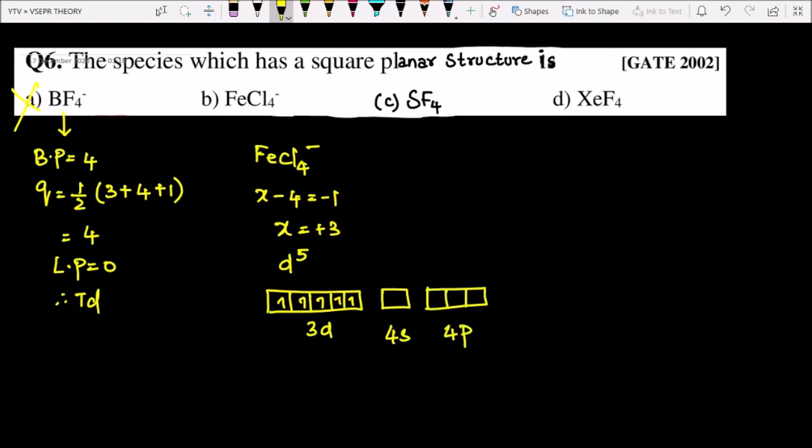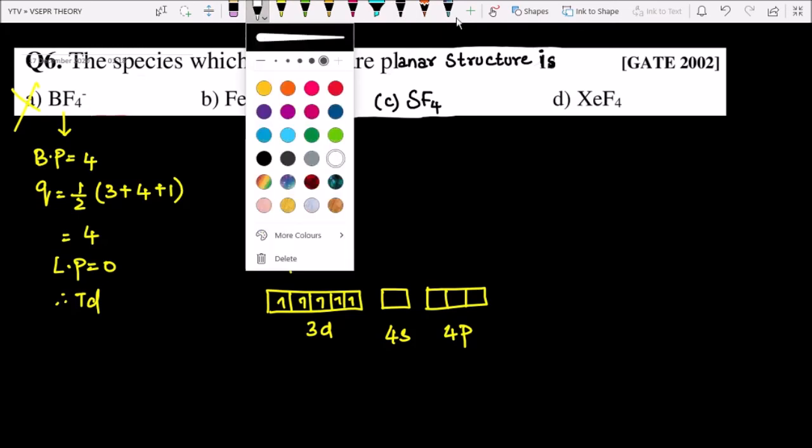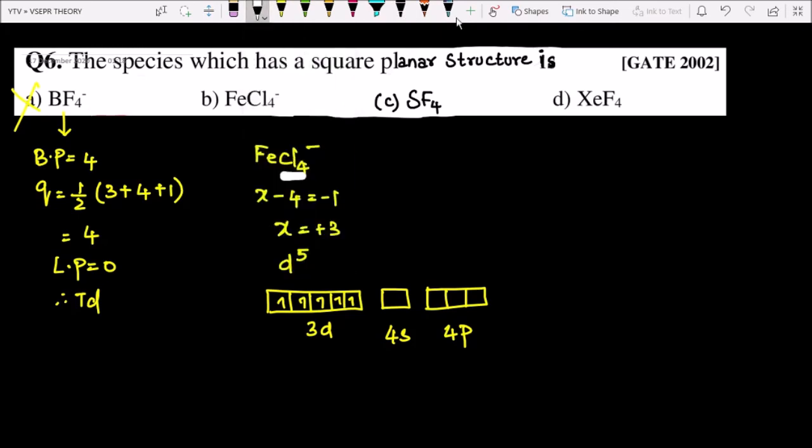Now check the type of ligand. We have chlorine, and chlorine is a weak field ligand. So it will not do pairing. Those chlorine atoms will get attached like this: one chlorine in s and the other 3 chlorines in p. So basically it's going to be sp3 hybridization, which means the shape is going to be tetrahedral. So again this is also tetrahedral.